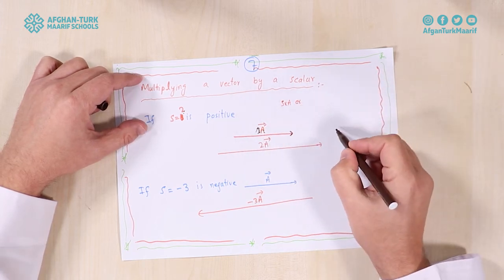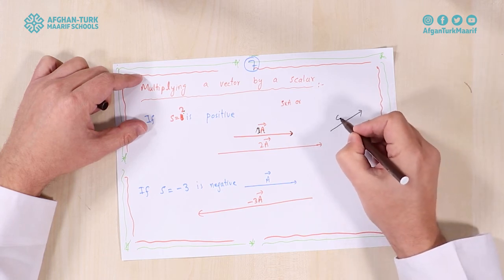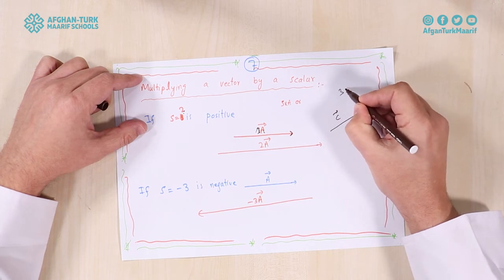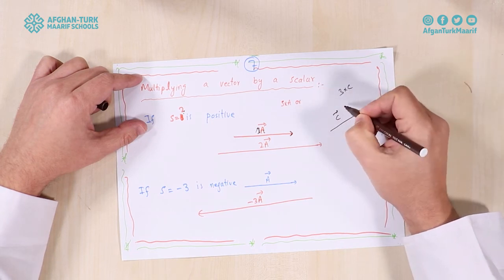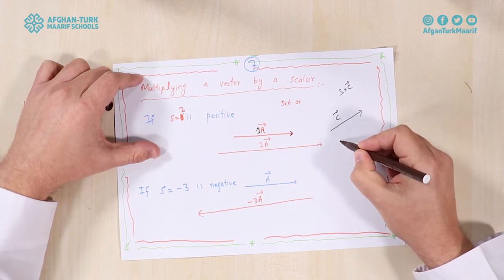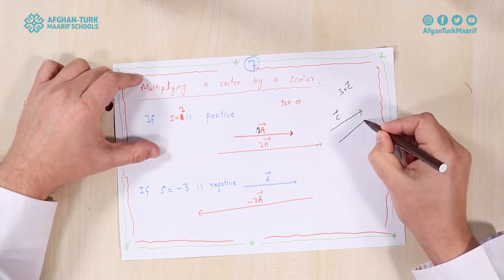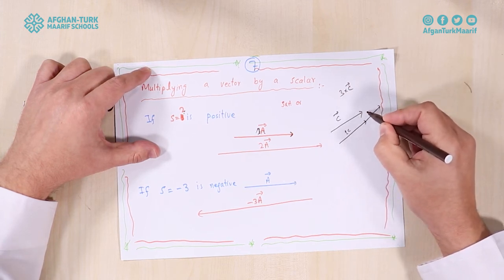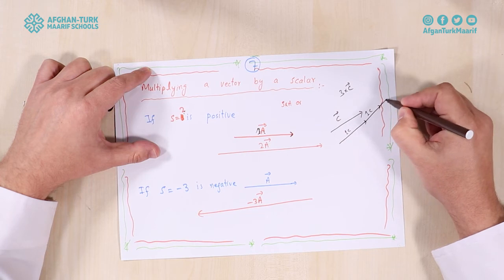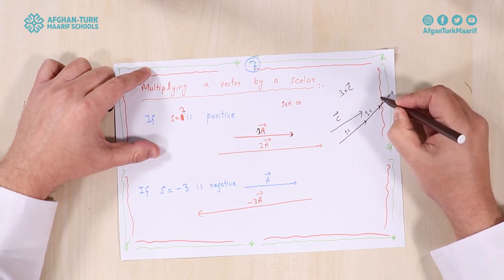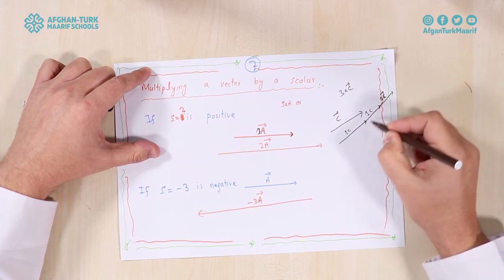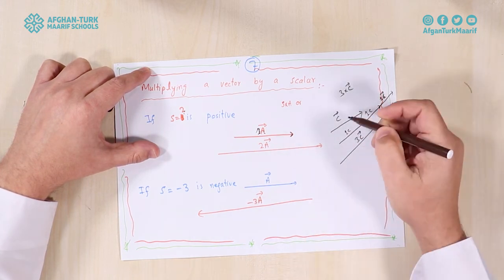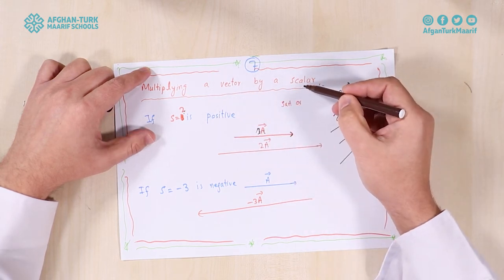How? If we have a vector C, and I want to multiply it by 3, meaning 3 multiplied by C, we can increase the size of this vector. This is 1 C, this is second, and this is the third. So we simply say this is called 3C. So this is called multiplying a vector by a scalar.